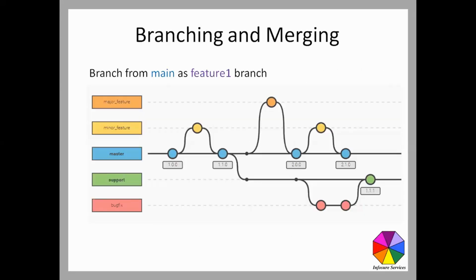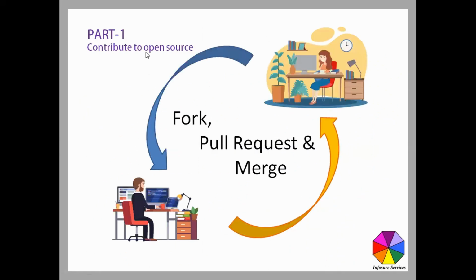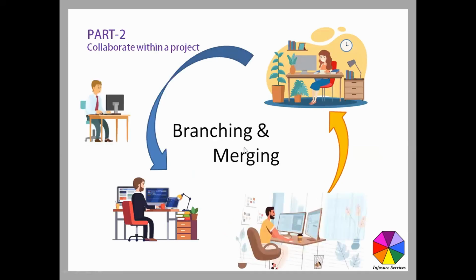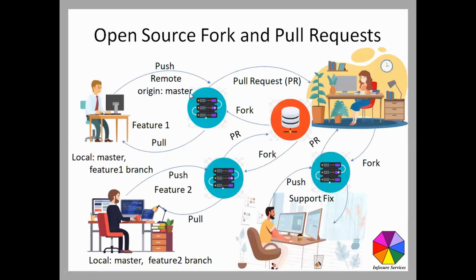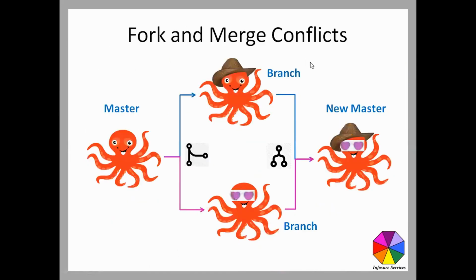Okay, so I'll just recap. We looked at how developers could contribute to open source with some Git features, like pull and merge and all that. We can collaborate within a team with branching and merging. And we've also seen the concept of resolving merge conflicts, fork and merge conflicts like this.